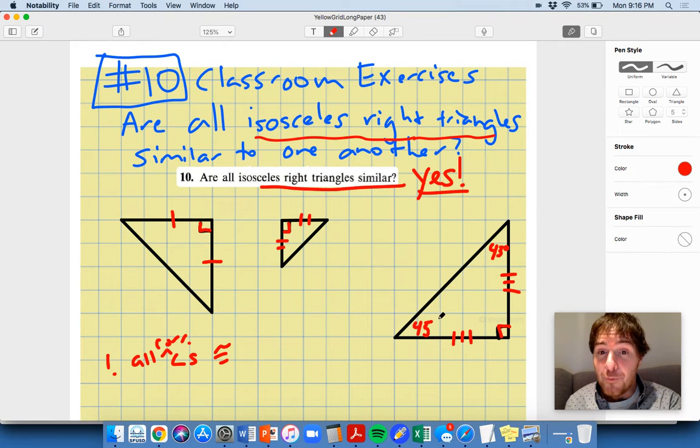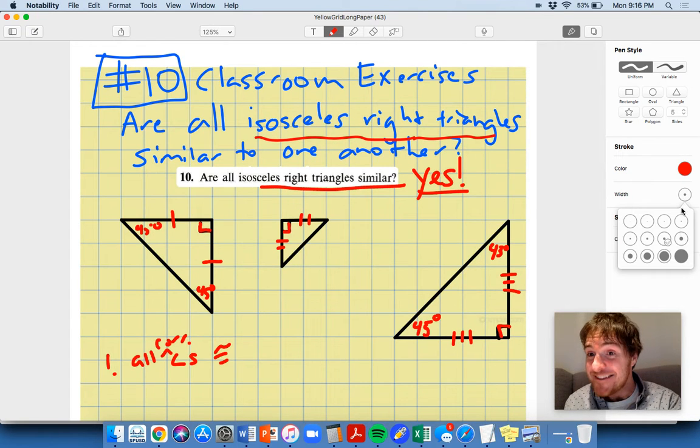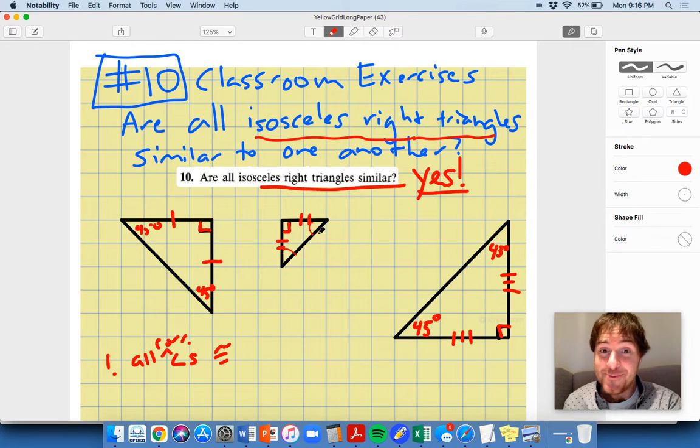Another name for isosceles right triangles is 45-45-90 triangles. And how did I actually determine that? Well, this is 90 degrees, and these two sides, because it's isosceles, are congruent to one another. And we know from the isosceles triangle theorem that if I have two congruent sides in one triangle, then the angles opposite those sides are going to be congruent to each other as well.